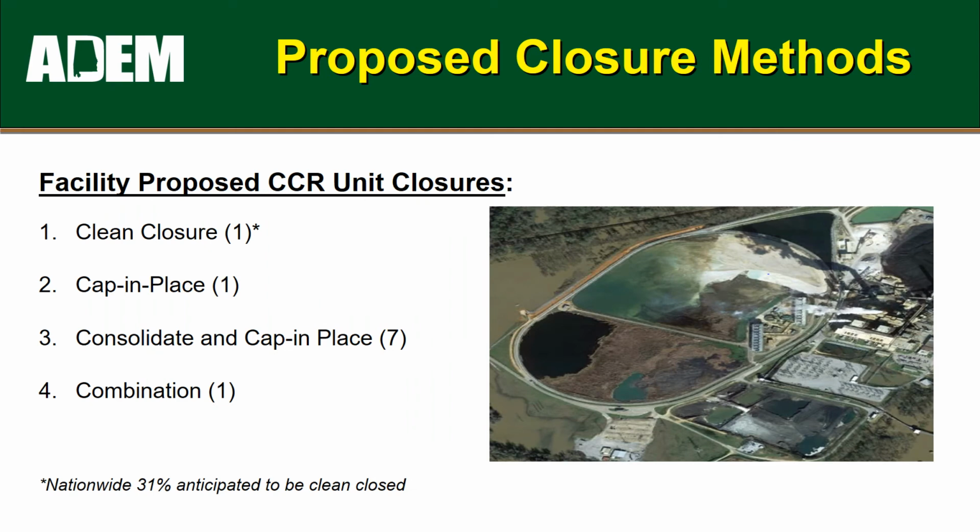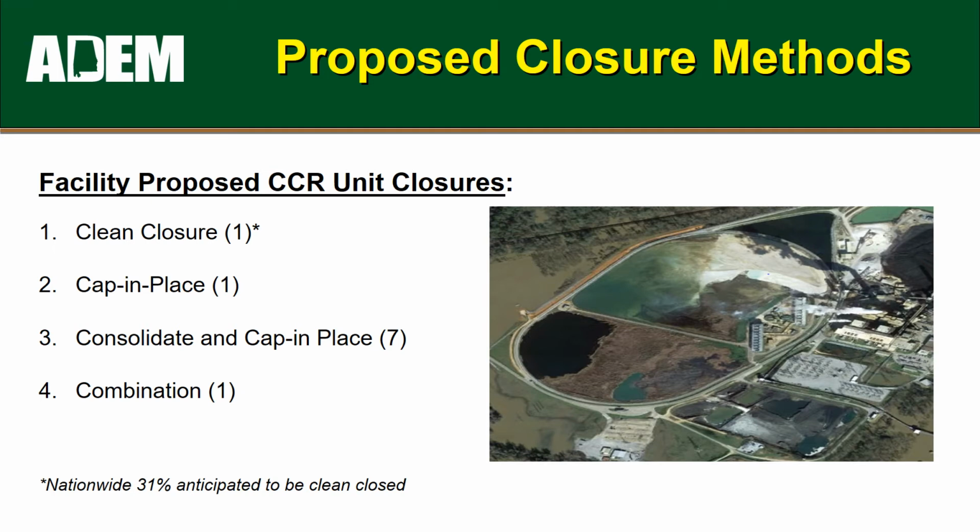The proposed closure methods for the 10 units in Alabama, as detailed in their draft closure plans, include clean closure, cap in place, consolidation and cap in place, or a combination of these methods. Again, this is what has been proposed by the facilities and is currently under review by the department. Number 1, clean closure. Clean closure is proposed for 1 CCR unit, a 19-acre gypsum surface impoundment, by recycling the material over the next 5 years.